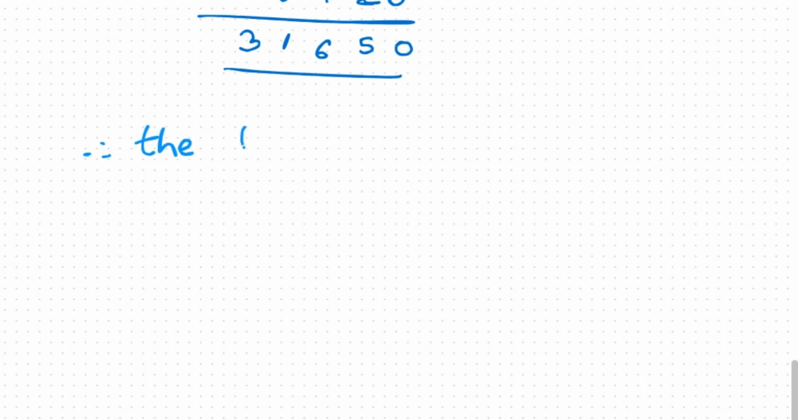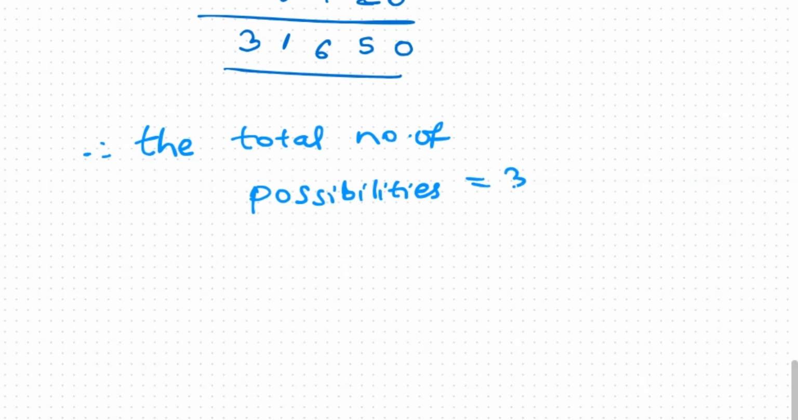31650. Therefore, the total number of possibilities is 31650, and that concludes the answer. Thanks for watching.